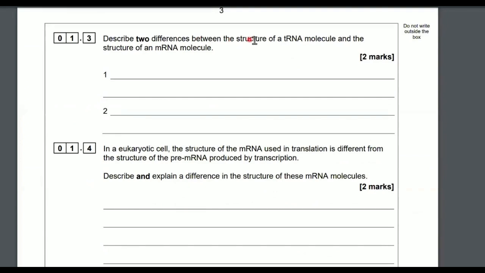1.3. Describe 2 differences between the structure of tRNA, that's transfer RNA, and the structure of mRNA, messenger RNA. So mRNA is a straight chain or a linear molecule. Do you remember the shape of tRNA? It's not a straight line. It's actually shaped like a clover, like a leaf. I'll draw a little crusty diagram over here of it.